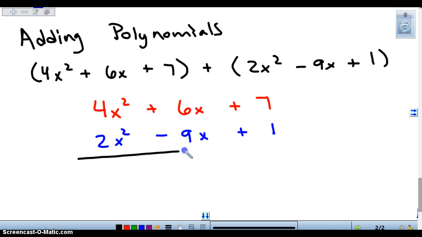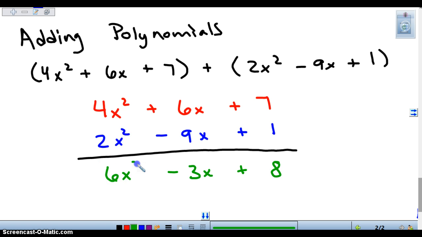Have I lined up the like terms? Are 7 and 1 like terms? Can we add them? What's 7 plus 1? 8. Are 6x and negative 9x like terms? Can I add 6x plus negative 9x? So what would that equal? Negative 3x. So 8 was positive, we put a plus. What about 4x squared plus 2x squared? 6x squared.